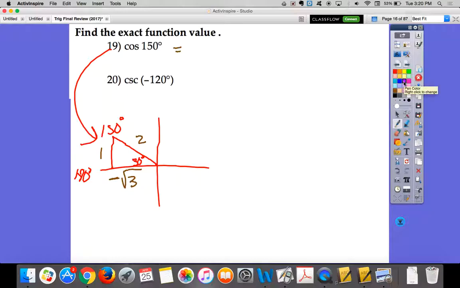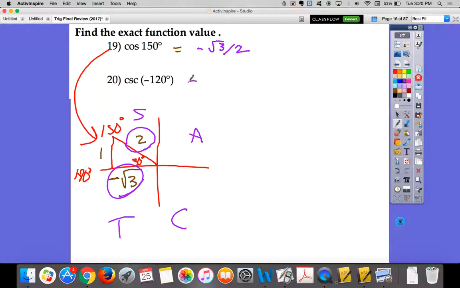Well, cosine is adjacent over hypotenuse. So we have negative square root of 3 over 2. That should make sense because remember, all students take calculus, it should be negative because sine's the only thing positive over there. Okay, now we have negative 120.